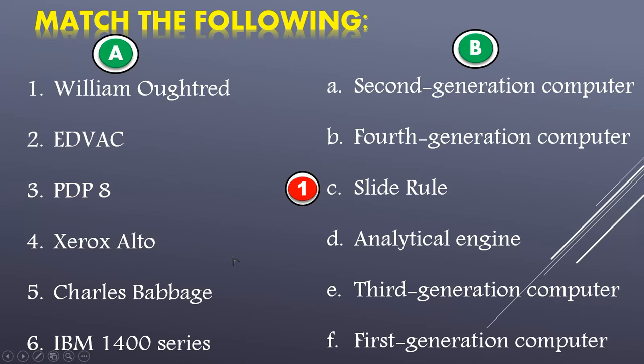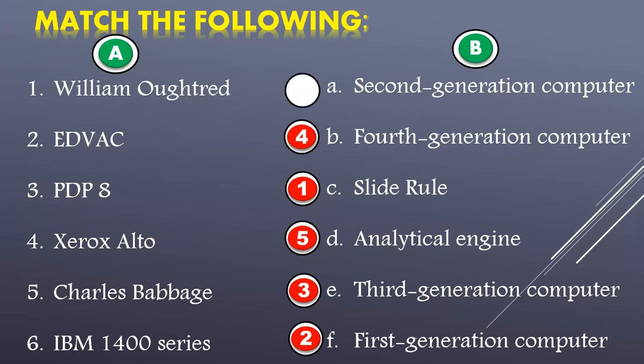Then for first generation computers, EDVAC is linked. You also know that PDP-8 is the third generation computer. For the fourth generation computer, you'll find the Xerox Alto. And Analytical Engine, you know the name of Charles Babbage. And the last of all, the second generation, is IBM 1400. Like this, you know which machine was built in which generation.